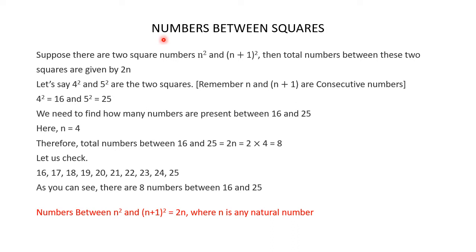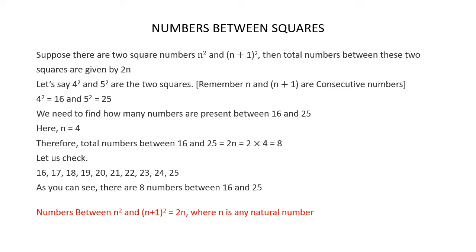Now let us learn how to find how many numbers are there between two square numbers. Suppose there are two square numbers n squared and n plus 1 the whole squared. Then total numbers between these two squares is given by 2n. You have to find out how many numbers are there between n squared and n plus 1 the whole squared. This can be found out by using the formula 2n.